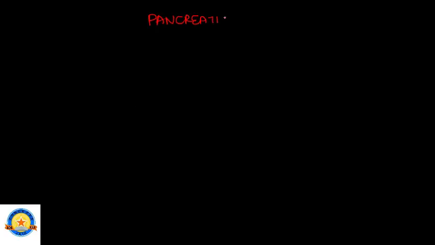Pancreatic secretion. Again we will deal with the same headings. What are the features? How is it secreted? It's not that important. You have to mainly learn about the regulation. Pancreatic cells mainly produce trypsinogen, which is converted to trypsin. It's just that much. Not that important.